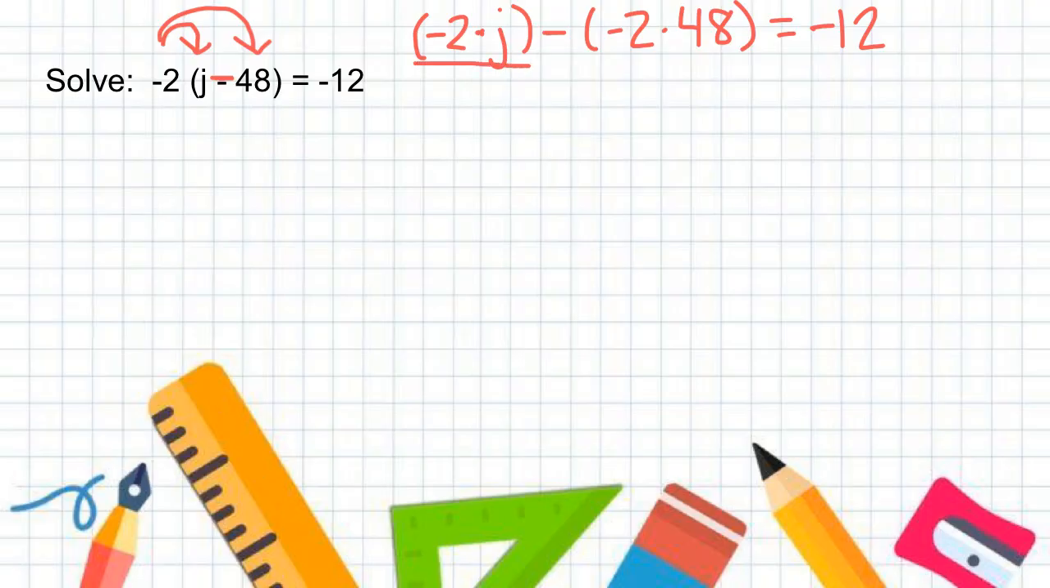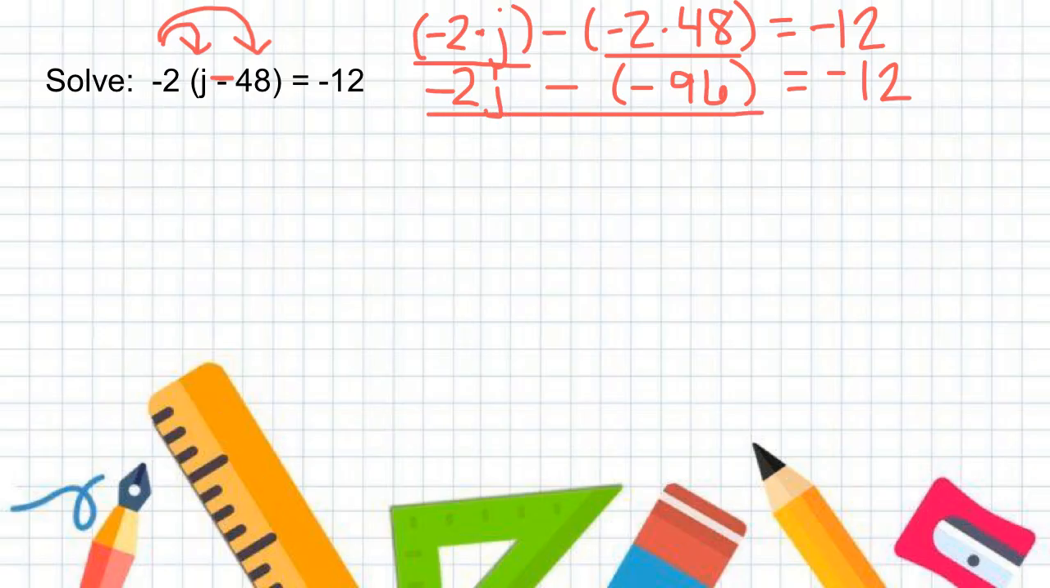All right, negative 2 times j is negative 2j minus negative 2 times 48 is negative 96 equals negative 12. Now this looks very much like a two-step problem. Our variable is on the left, so that means this constant right here has to go. And there's two ways to make that zero out. The opposite of subtracting negative 96 is adding negative 96. Or we could also have just added 96.